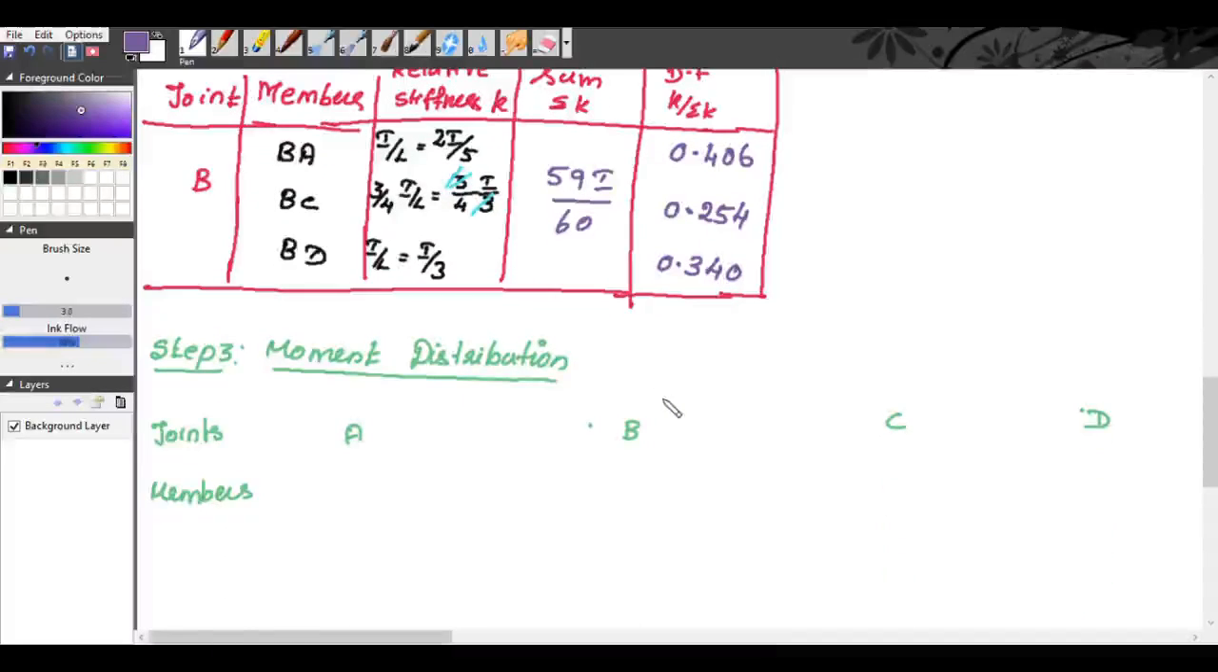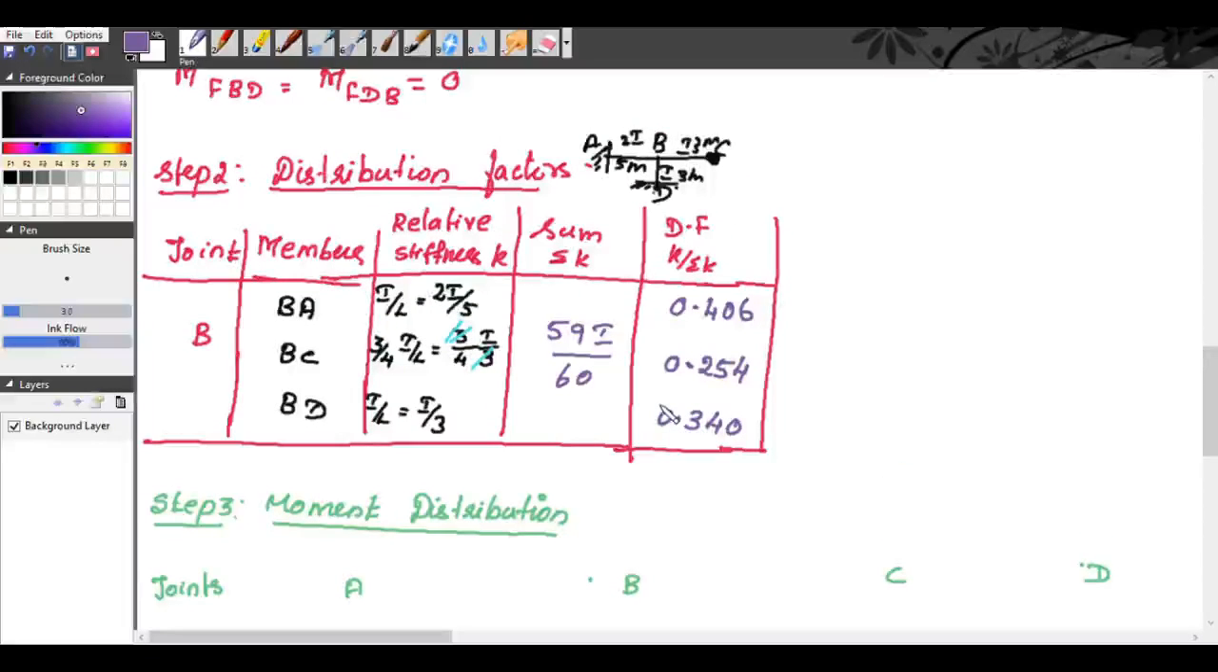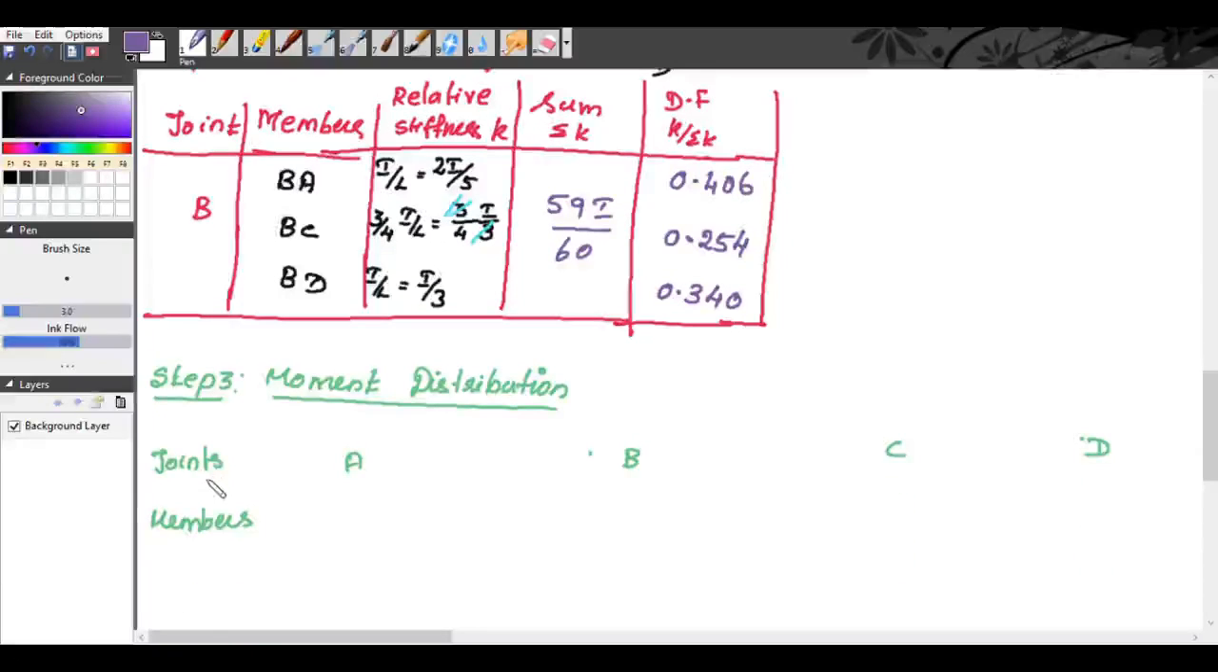See, the next step is different from the previous problems. We have to be very careful. So the third step is moment distribution. We will consider the joints. We have 4 joints, fixed and hinged: A, B, C and D. So we have written the joints A, B, C and D.